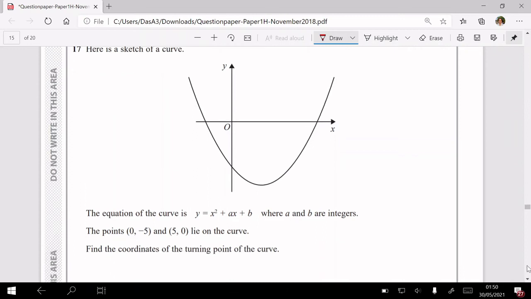Question number 17. Here is a sketch of a curve. The equation of the curve is y equals x squared plus ax plus b, where a and b are integers. Points (0, -5) and (5, 0) lie on the curve. Find the coordinates of the turning point of the curve.